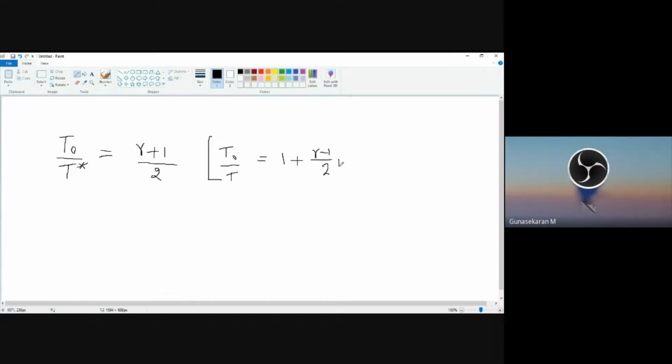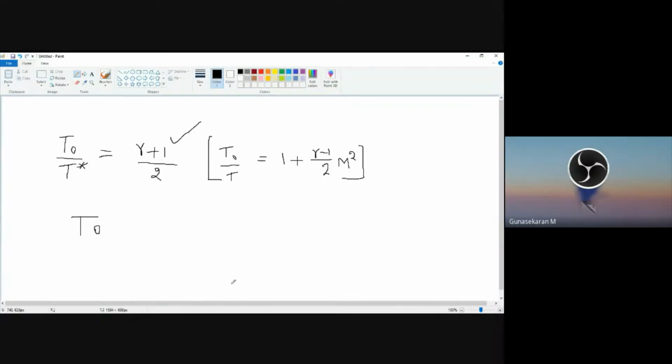By using this formula only, we got this one. So T naught by T equal to this. When T becomes T star, then M becomes M star. That M star value is nothing but 1. When you substitute M star equal to 1, then you get T naught by T star equal to gamma plus 1 by 2. Here we are finding our T naught.